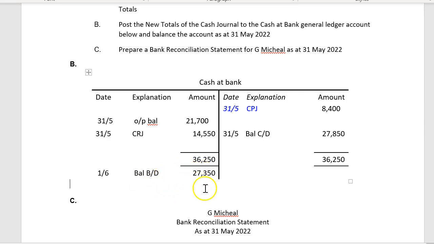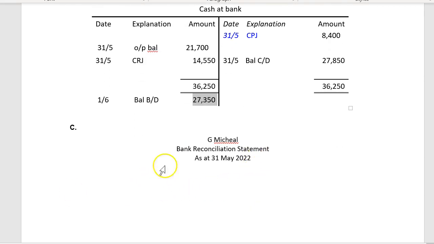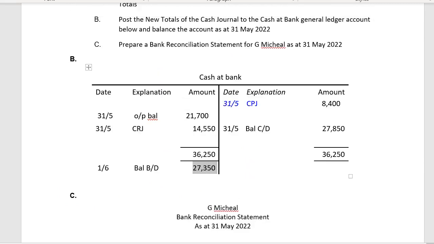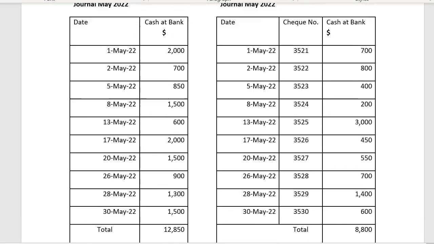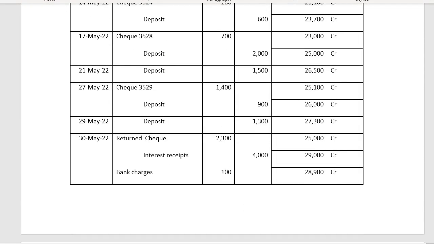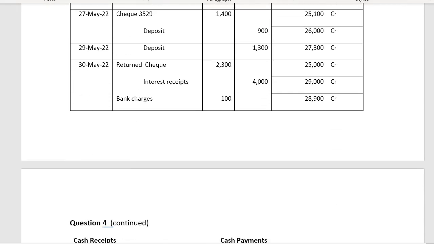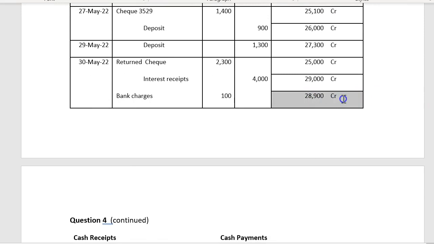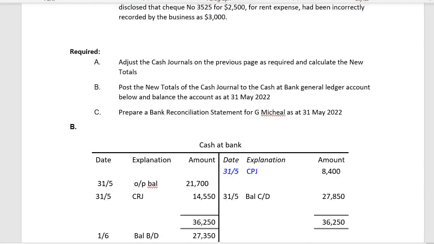After we adjust our bank statement, we should get the same balance here. All right, so let's start our bank reconciliation. In order to start, we need to record the bank balance. Now, which balance do we take? It's taken from the bank statement. We take 28,900. That is the balance as per bank statement.